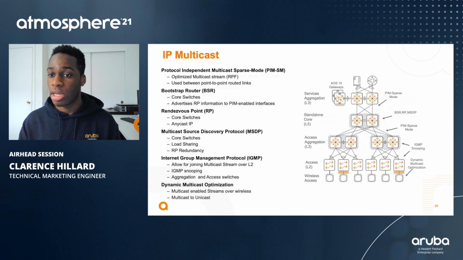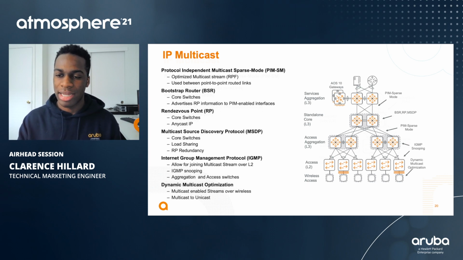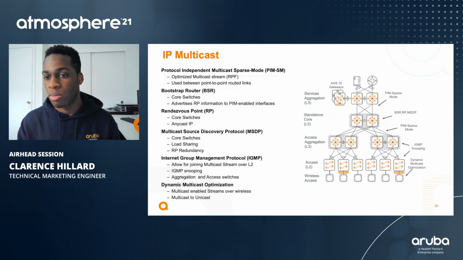And then for IGMP, you're going to want to enable IGMP on your access aggregation switches, as well as IGMP snooping. You're going to want to enable IGMP on your access switches also. I don't think Yona is going to talk about the multicast enabling in his particular section, but you're going to want to enable dynamic multicast optimization on your wireless APs. Once it's enabled, it's going to use the multicast infrastructure of the switching infrastructure to forward that on. So you just want to make sure that's enabled and you're good to go.